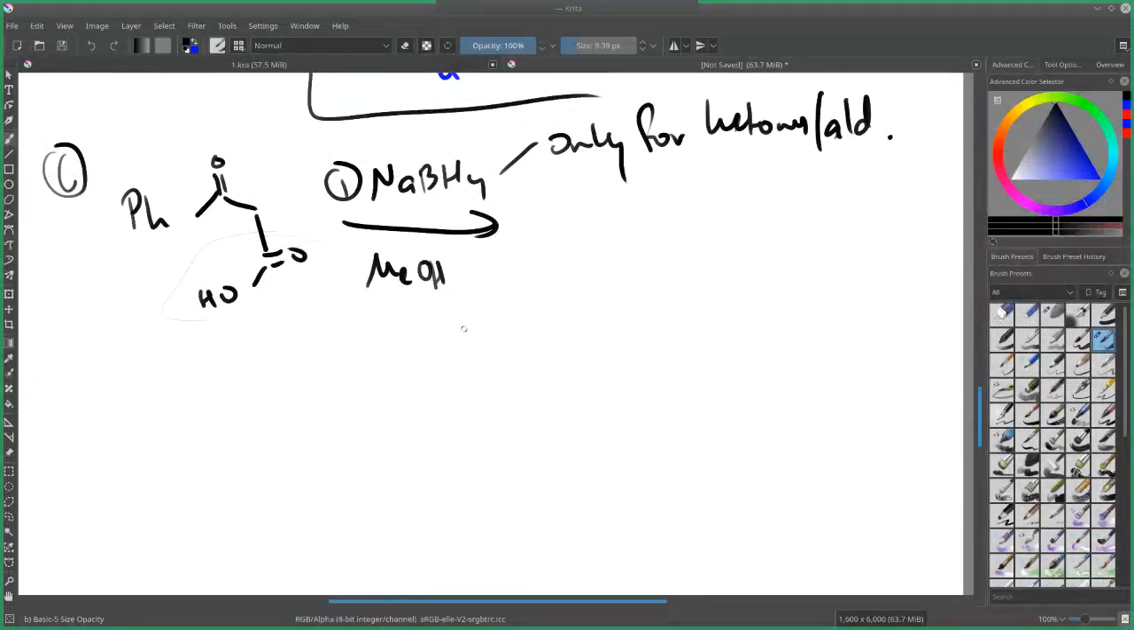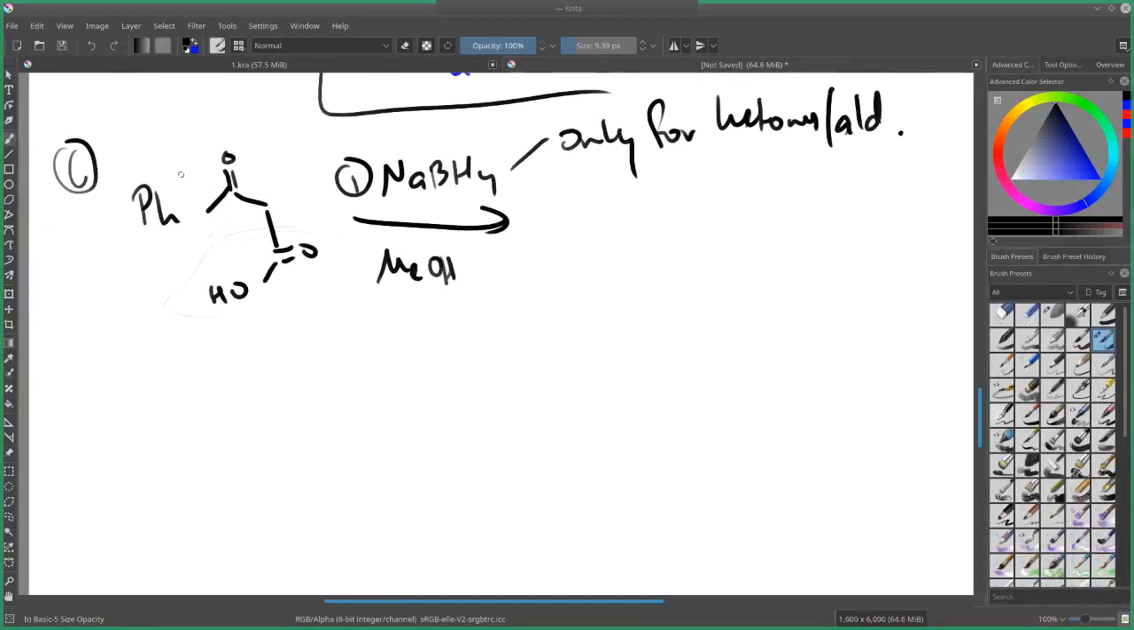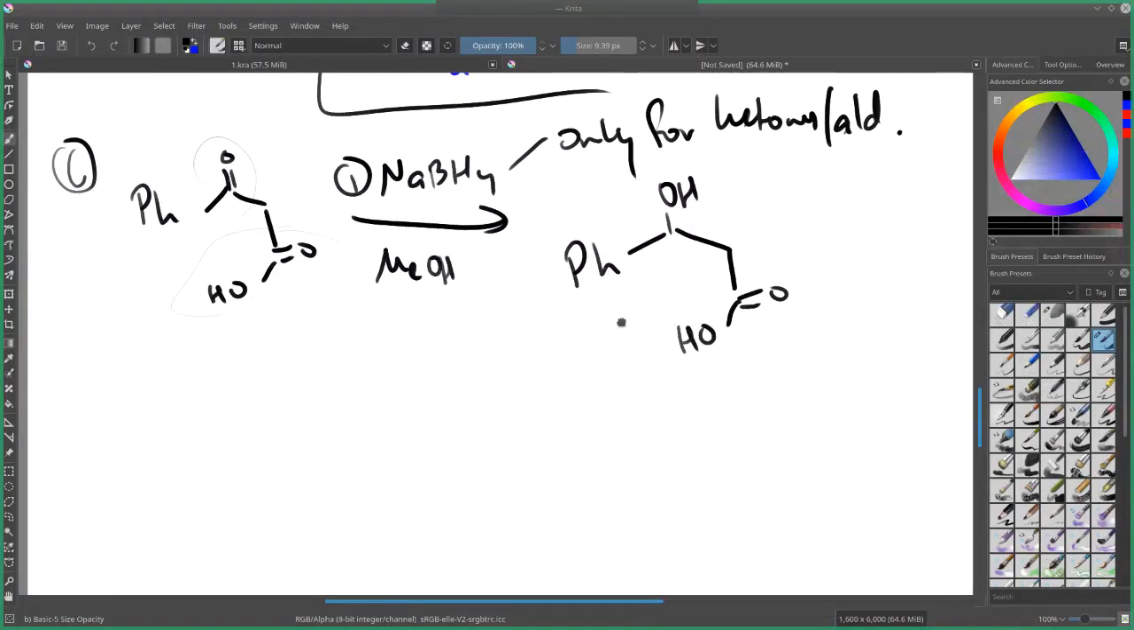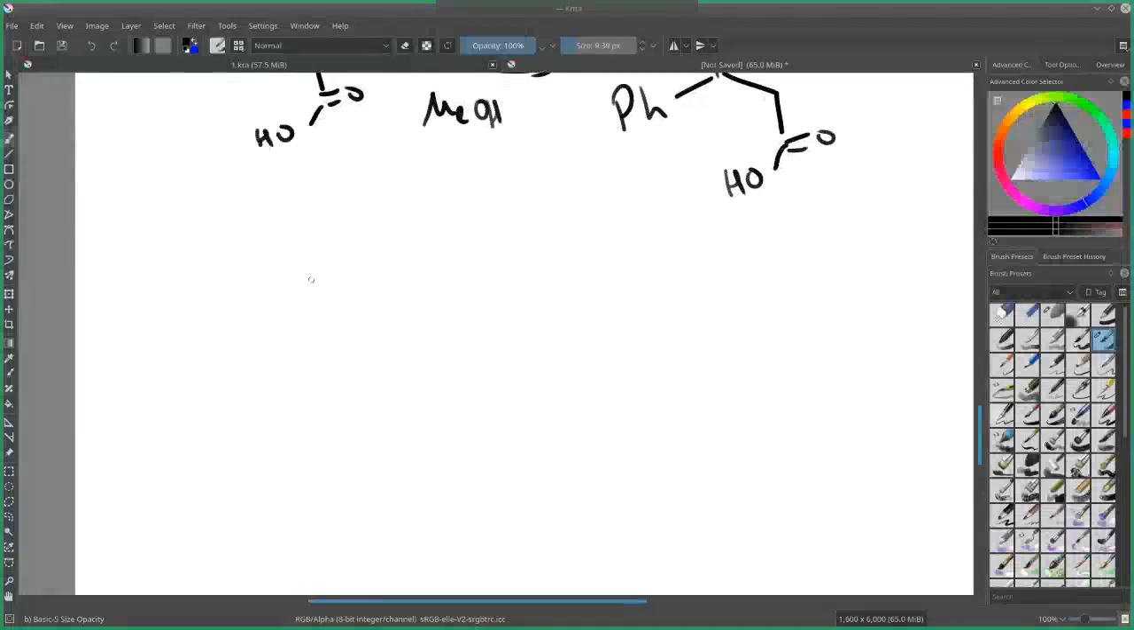All right, so it's not going to reduce that acid, but hey, look at that, we have a ketone over here. Okay, so for step 1, we're going to reduce that ketone. And we have this acid left over. All right, and okay, cool.